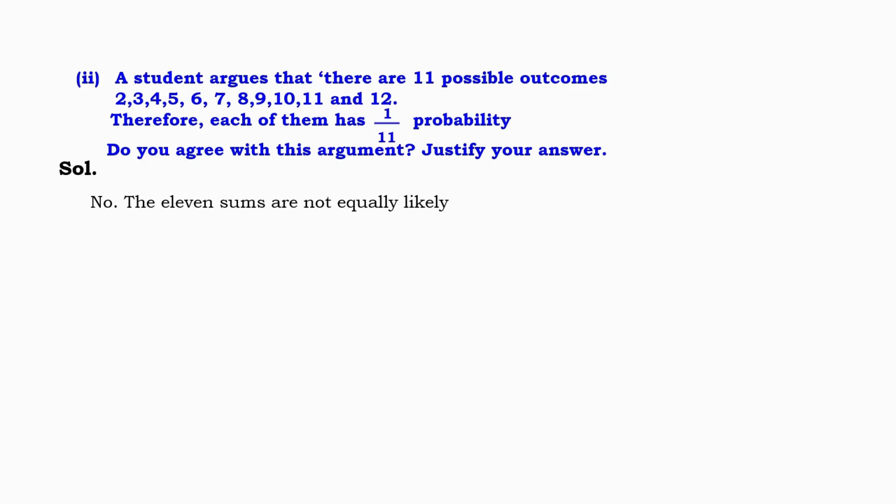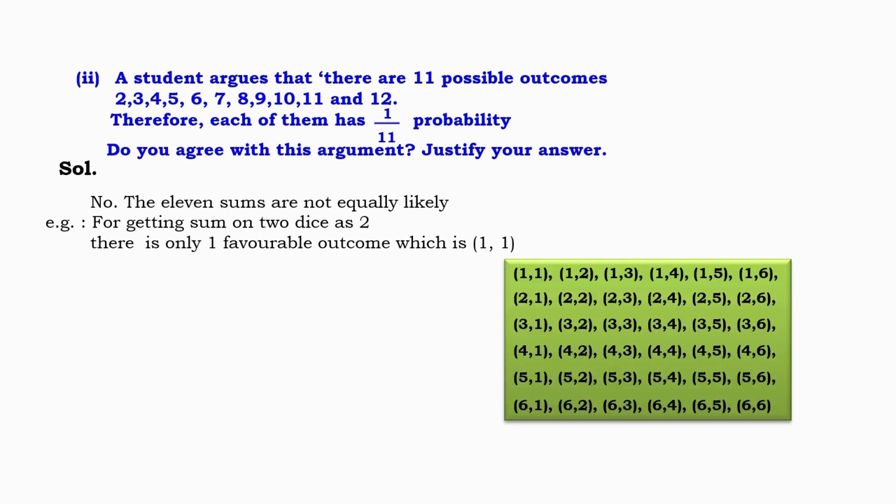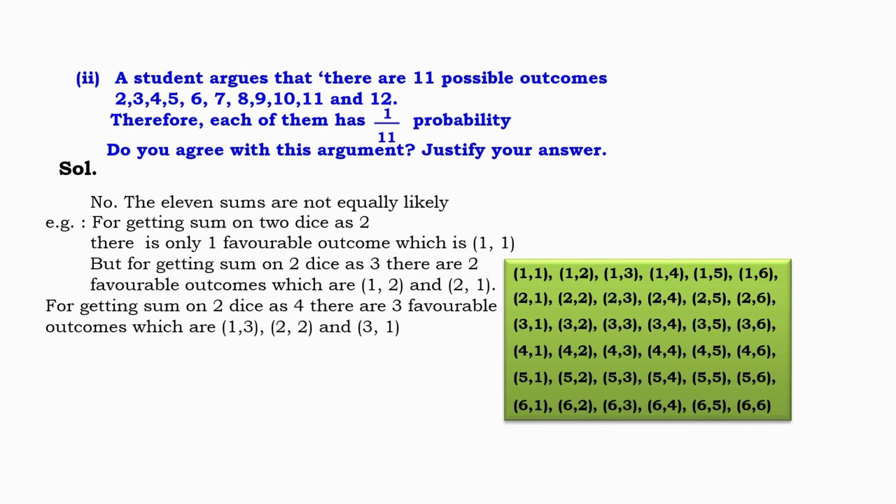So no, the 11 sums are not equally likely. For example, for getting a sum of 2 on two dice, there is only one favorable outcome, that is 1 1. But for getting a sum of 3, we got two outcomes, that is 1 2 and 2 1. Now getting a sum of 4, there are three favorable outcomes, 1 3, 2 2 and 3 1, correct? So we understand that these events are not elementary events.